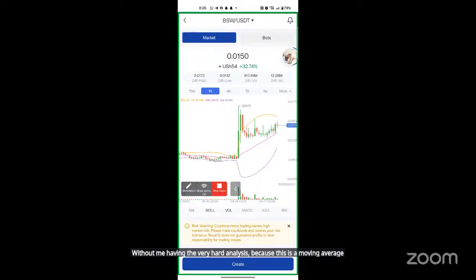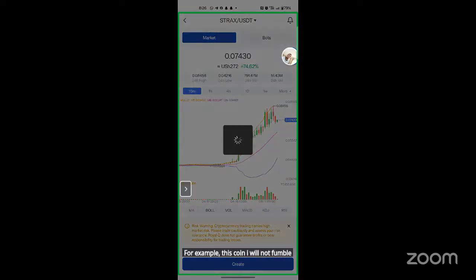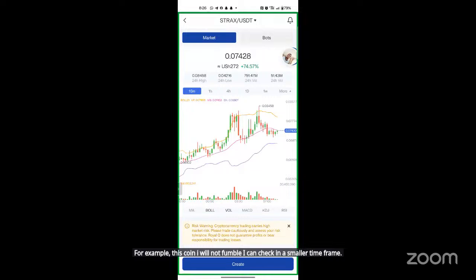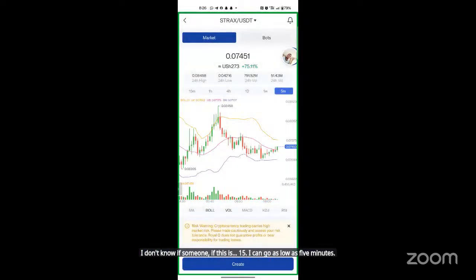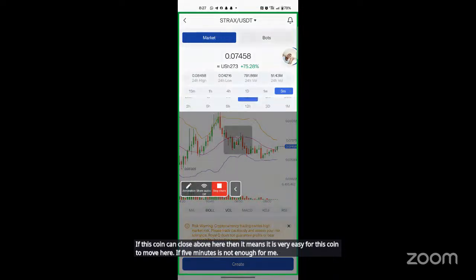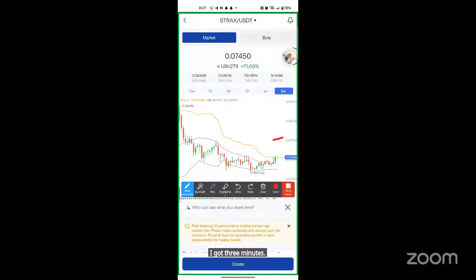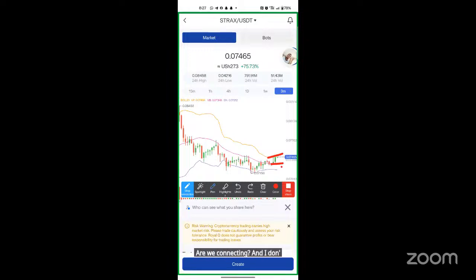When a coin is pumping, for example, this coin, I will not fumble. I can check in a smaller time frame. I don't know if this is 15, I can go as low as 5 minutes. And I look at this coin and I say, okay, if this coin can close above here, then it means it's very easy for this coin to move here. If 5 minutes is not enough for me, I go 3 minutes. And if I was here in 3 minutes, I would have entered from here and I would take 1.3. Are we connecting? And I don't need any special skill to do this.